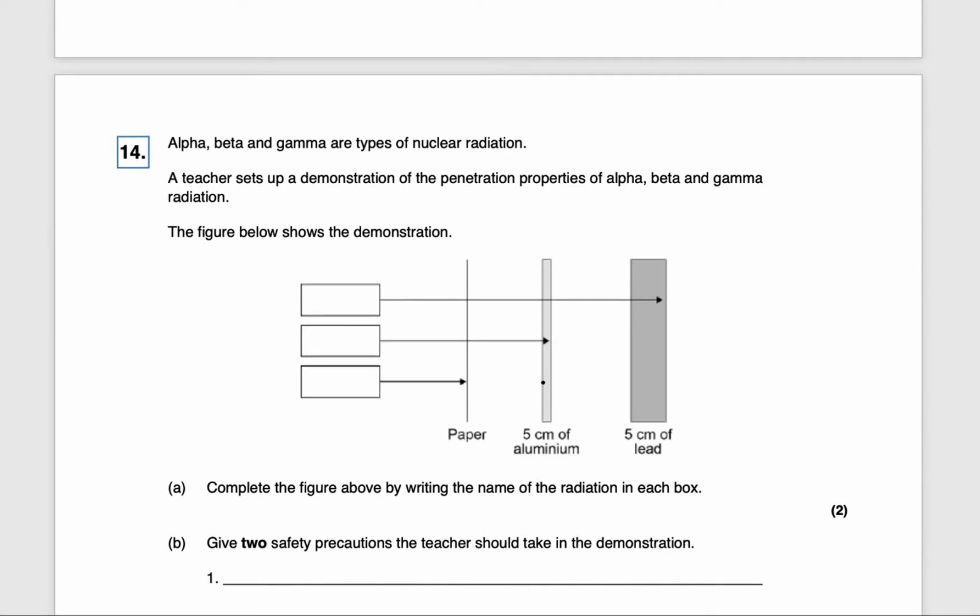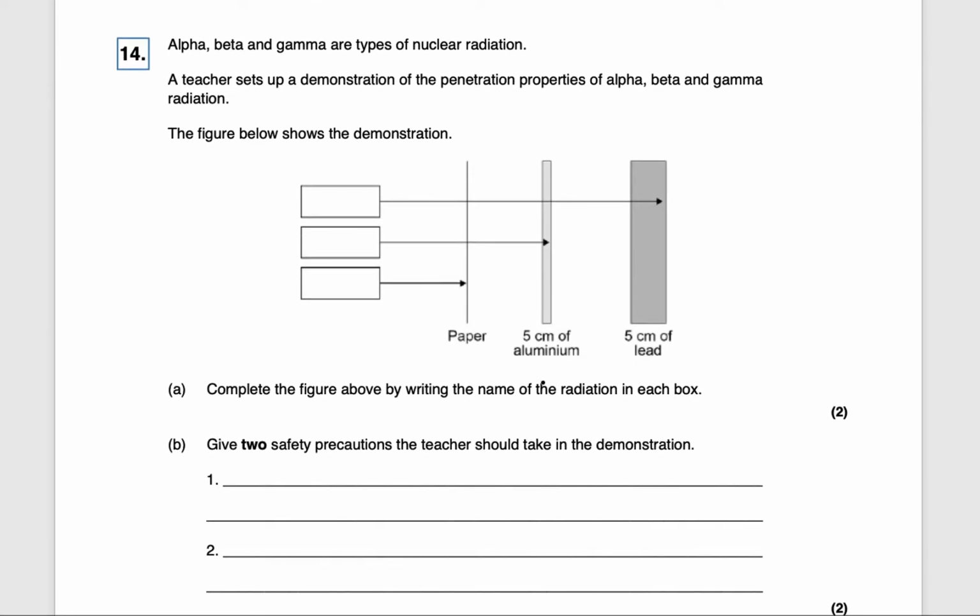Okay, next question. Alpha, beta, and gamma are types of nuclear radiation. A teacher sets up a demonstration of the penetration properties of alpha, beta, and gamma radiation. The figure below shows the demonstration. Complete the figure above by writing the name of the radiation in each box, and it's worth 2 marks. So paper, that's going to be alpha.